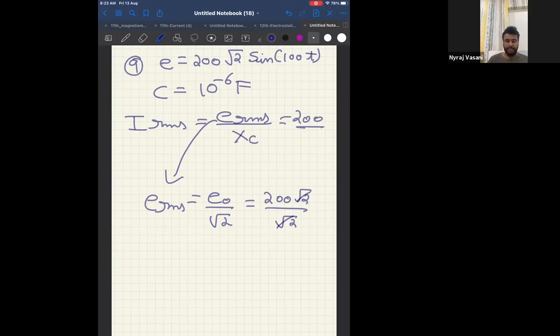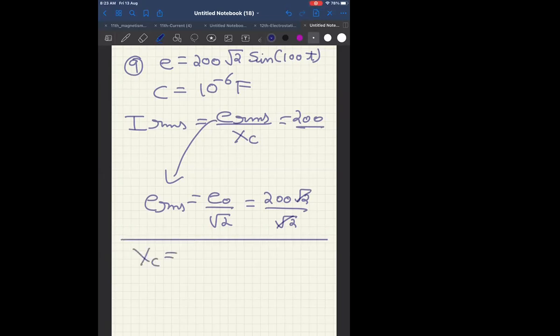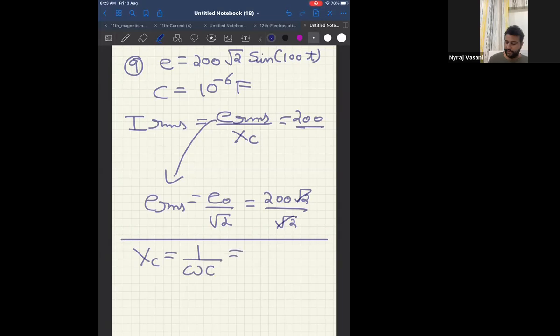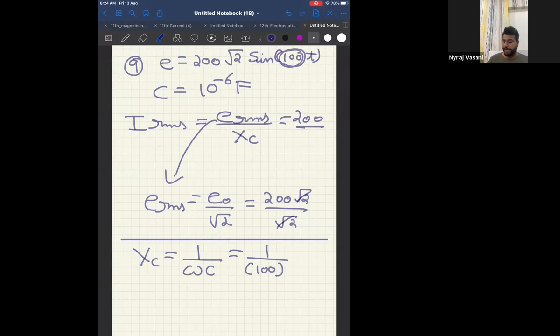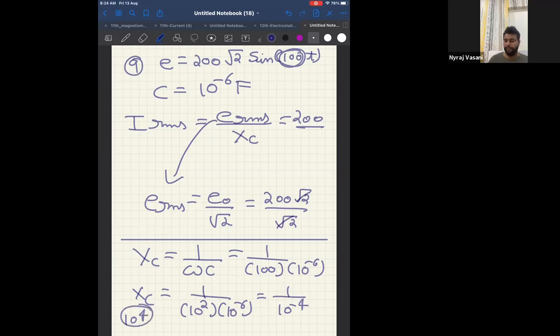Correct. Now, what is the value for XC? The value for XC will be 1 by omega C, equal to 1 by omega, which can be written as 100, because here in sine omega t, omega is 100 and C is given as 10 power minus 6. Therefore, XC is equal to 1 by 100 into 10 power minus 6, which is 1 by 10 power minus 4. If I take it to the numerator, it becomes 10 power plus 4. Therefore, XC is 10 power plus 4.